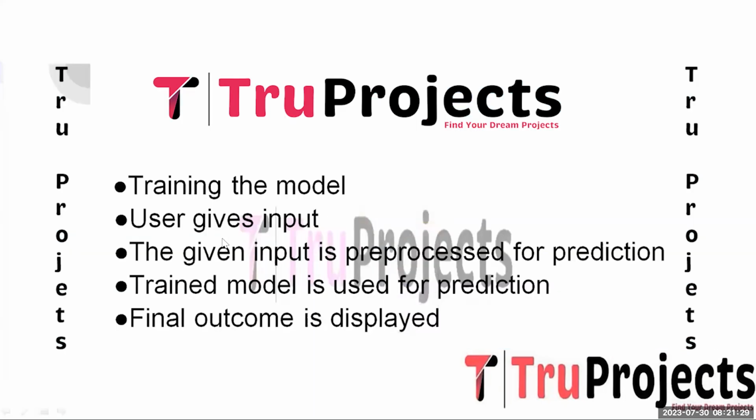And here we build a user interface using the class to allow the user to provide the diabetes related information. And the next step is the given input is pre-processed for prediction. Utilizing the trained model to predict whether the user is likely to have diabetes or not, first we need to pre-process the user input to make it compatible with the trained model.